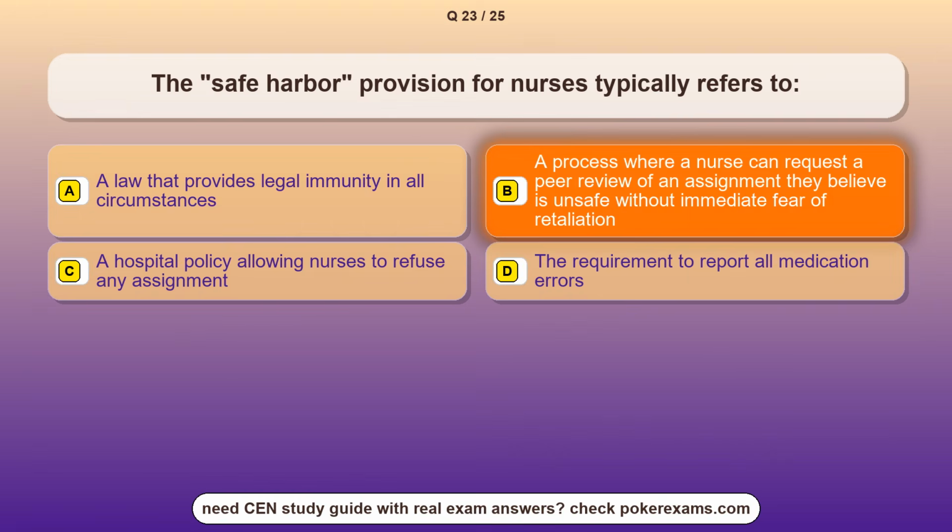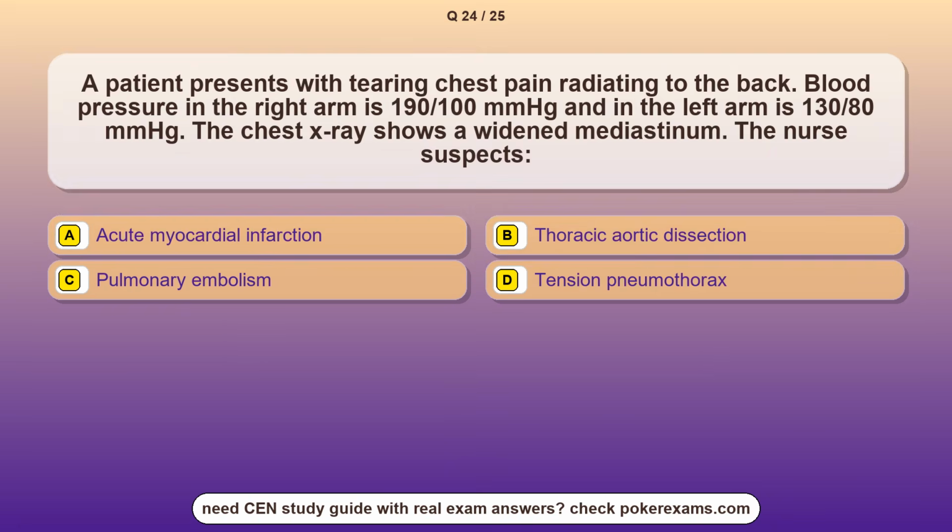The correct answer is option B, a process where a nurse can request a peer review of an assignment they believe is unsafe without immediate fear of retaliation. Question 24. A patient presents with tearing chest pain radiating to the back. Blood pressure in the right arm is 190/100 mmHg and in the left arm is 130/80 mmHg. The chest X-ray shows a widened mediastinum. The nurse suspects: Option A, acute myocardial infarction. Option B, thoracic aortic dissection. Option C, pulmonary embolism. Option D, tension pneumothorax.